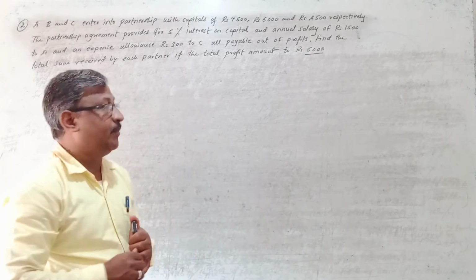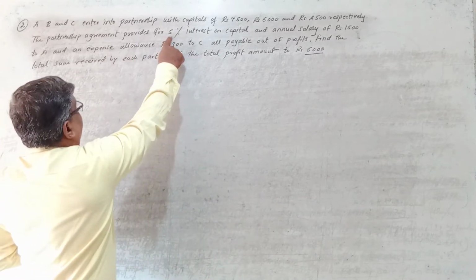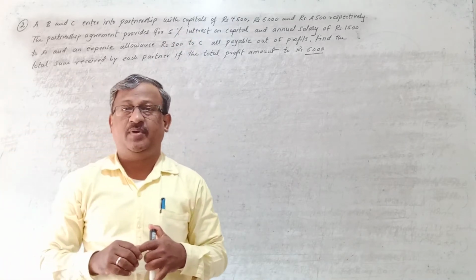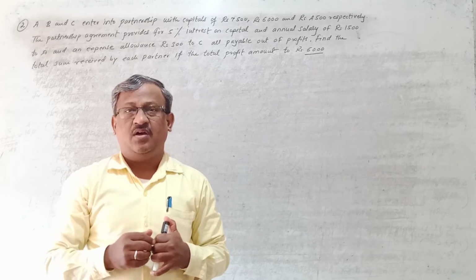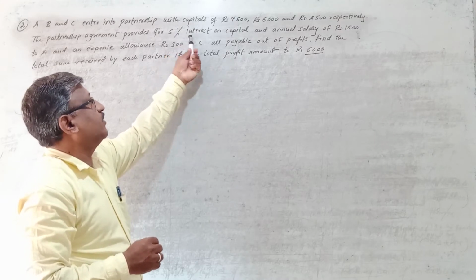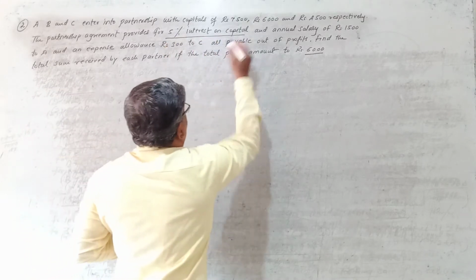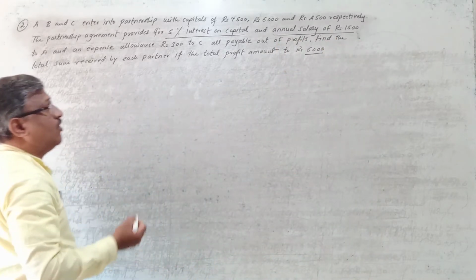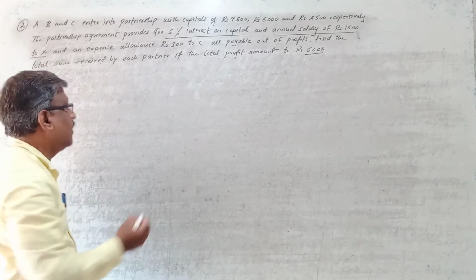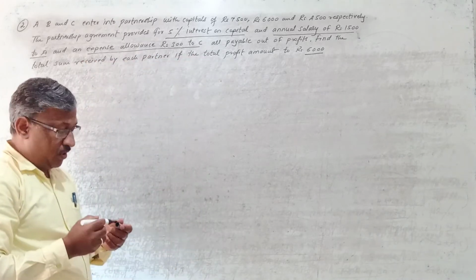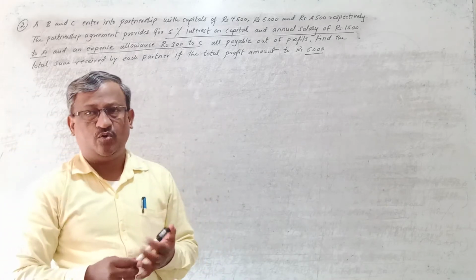So as per their agreement, first you have to pay 5% interest to each partner. When any partner invests capital into the business, he gets interest on capital from the business. So that you have to pay first. Each partner gets 5% interest on his capital. Then after paying interest on capital, who gets the salary? The annual salary of rupees 1,500 is paid to A. Then you have to pay an expense allowance of rupees 300 to C. From where to pay? From the profits only we have to pay all these things.